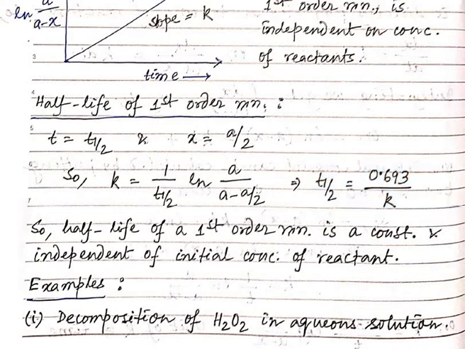That is also very important, because that is the half-life of the first order reaction, that is 0.693 by K. So the half-life of the first order reaction is a constant and independent of the initial concentration of the reactant.